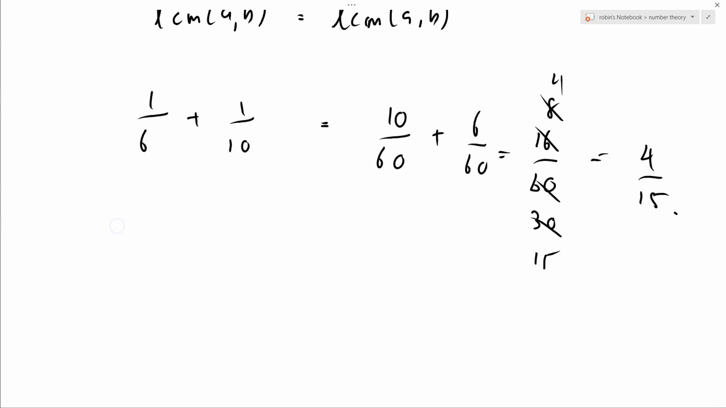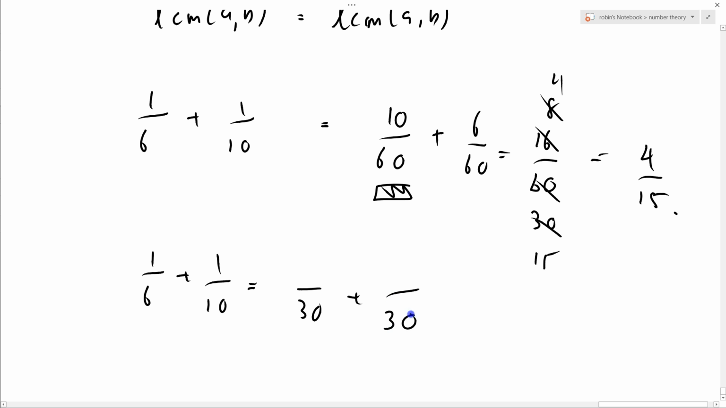Well, that's great, but we don't need to go up as far as 60. We can just go up and do it in 30ths. We can say 1/10 equals something 30th plus something else 30th, and which way around is it? It's 5 plus 3, which is 8 30ths, which then of course cancels to 4 15ths again.